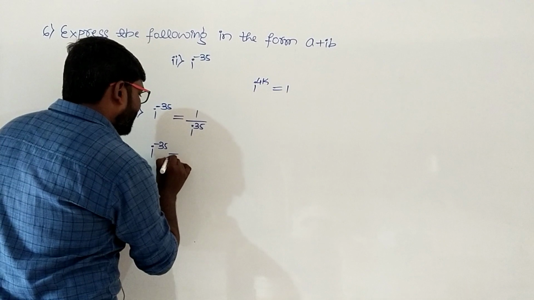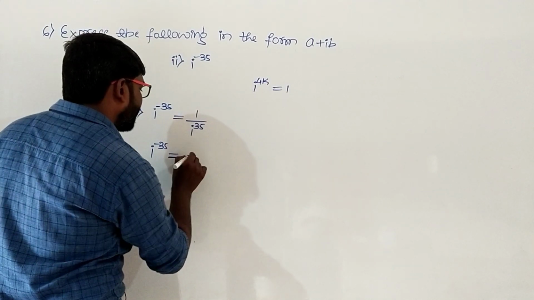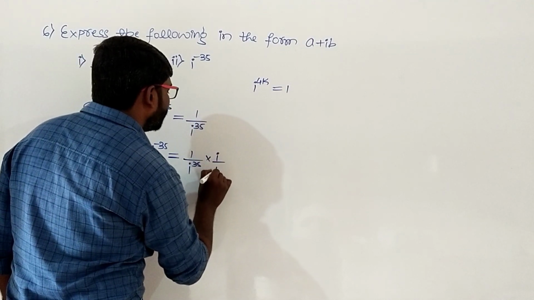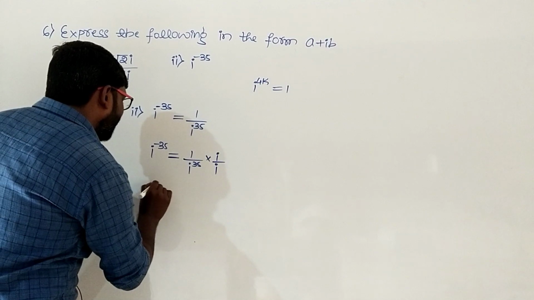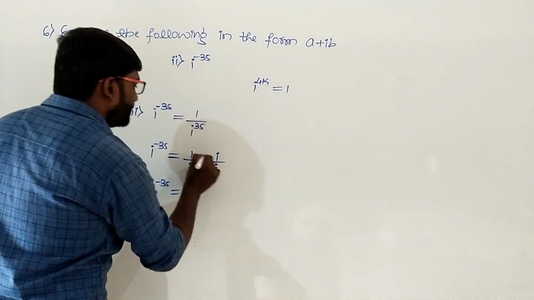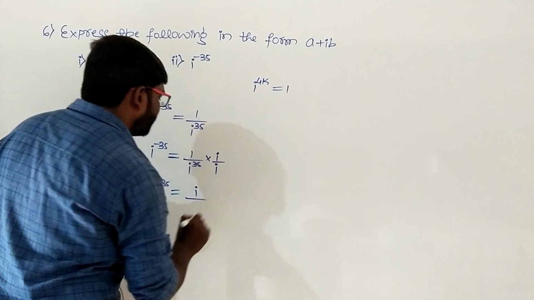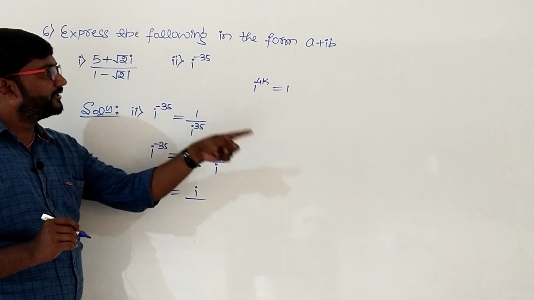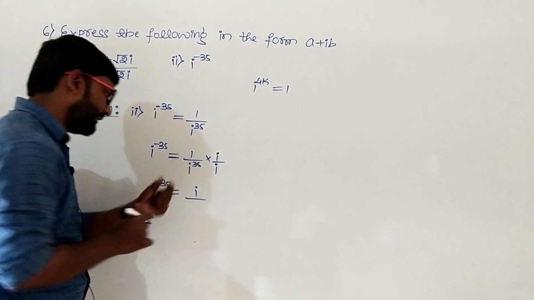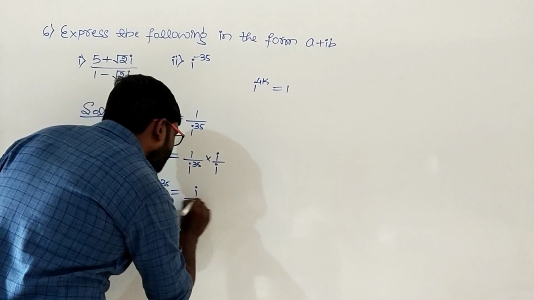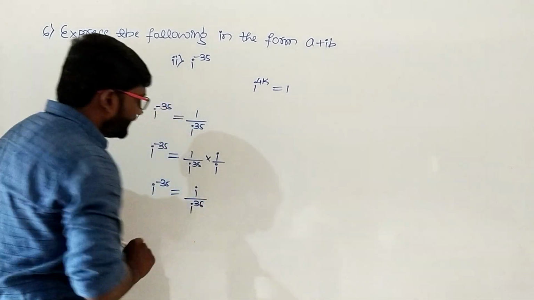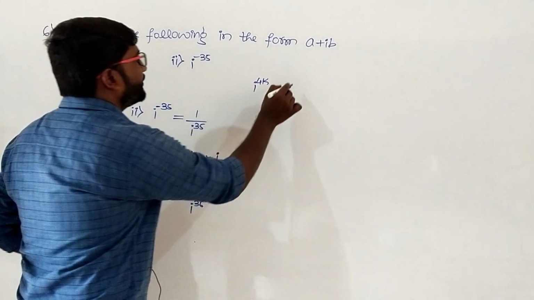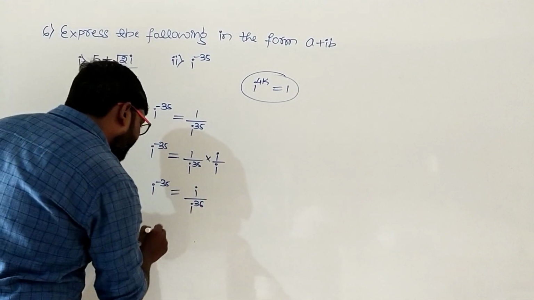So what I do is 1 by I raised to 35 into I by I, multiply and divide by I. Now I to the power minus 35 is equal to 1 into I, that is I, divided by I raised to 35 into I, that is I raised to 36. A raised to m into A raised to n is equal to A raised to m plus n. So I to the power 36. This I to the power 36 can be written as 4 into 9. So it satisfies the standard property. So the value of the denominator is now 1.